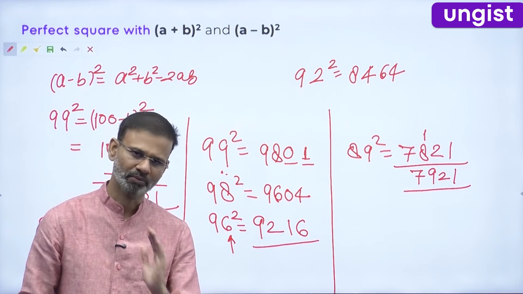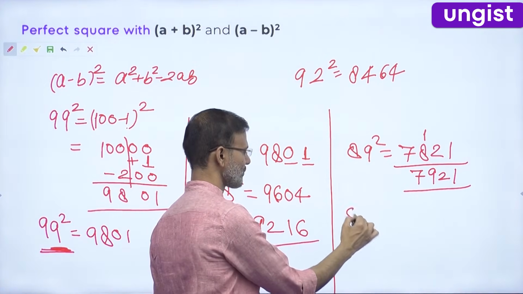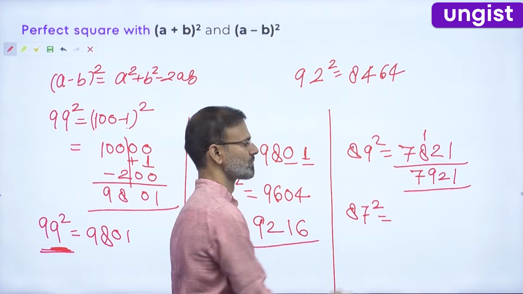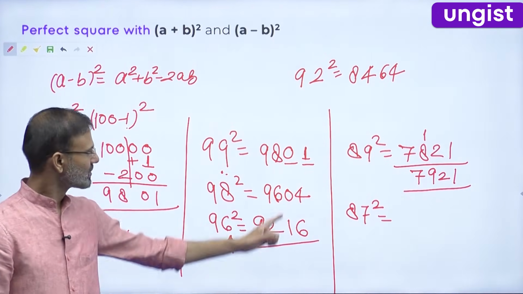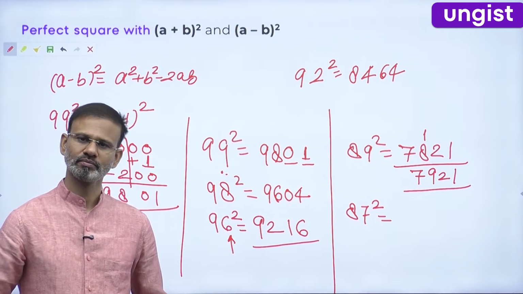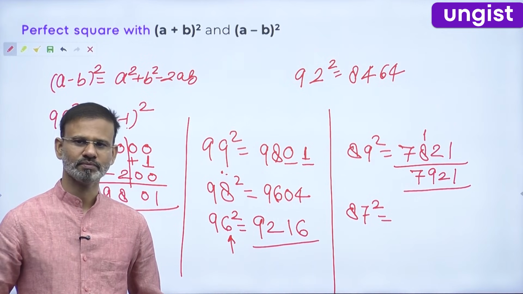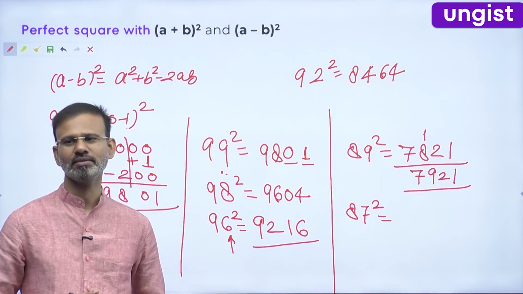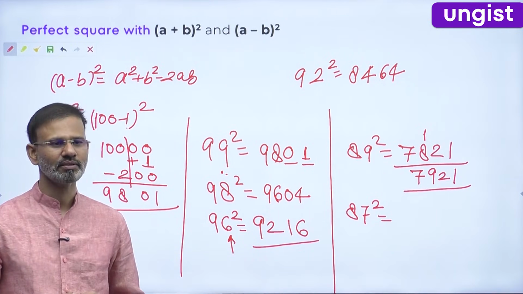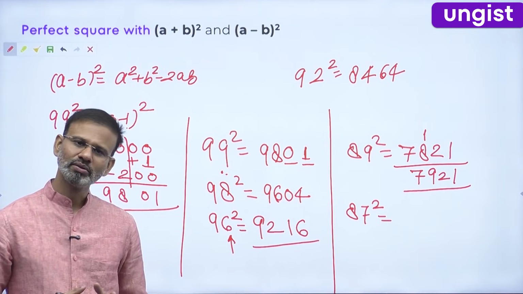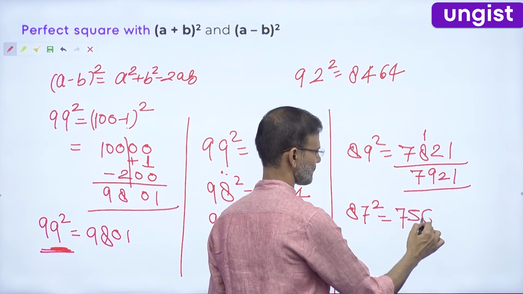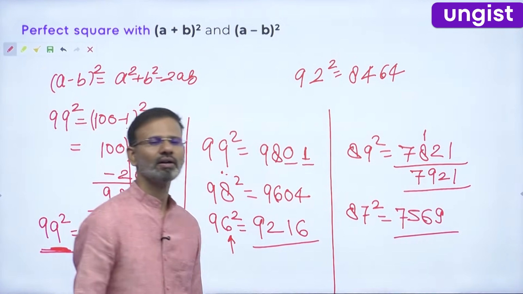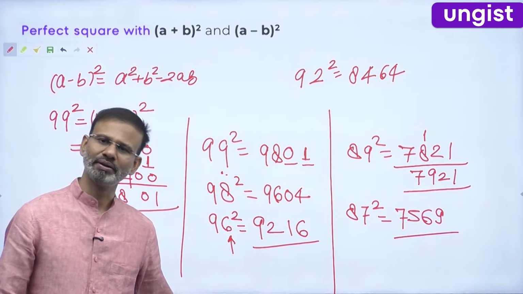Clear? ठीक है. आप मुझे बताइए 87 square. Everybody, now you please tell the answer. 13 square, I'll tell you, it is 169. ठीक है? So what is 87 square? 7569. 7569, guys. Everyone clear now? It is 7569. Okay. Guys, any doubt? Any confusion? Any query?